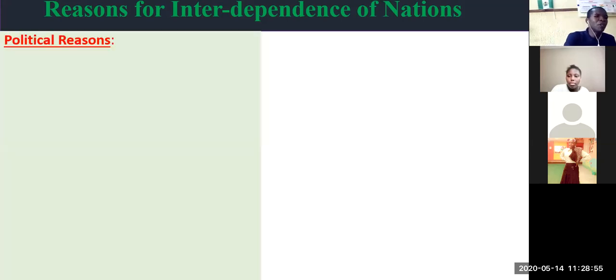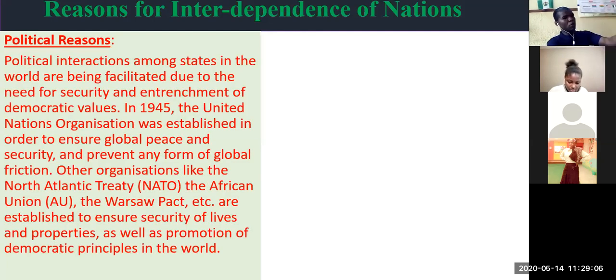And one of such is political reason. Political reason. And the concept of political here, if you look at it, is that Nigeria as a country decides to join some international organizations, which should be taught in SS3, in order to ensure global peace and security.